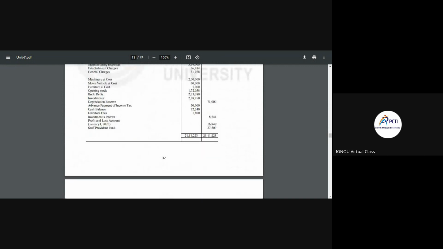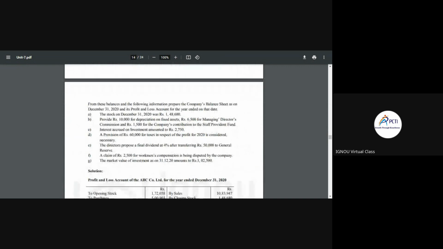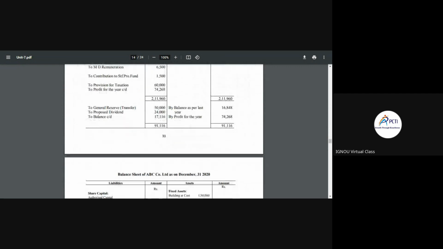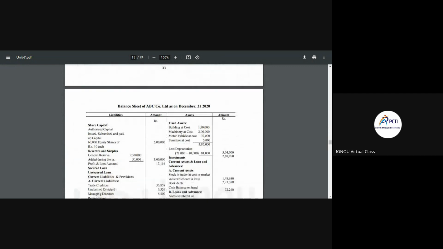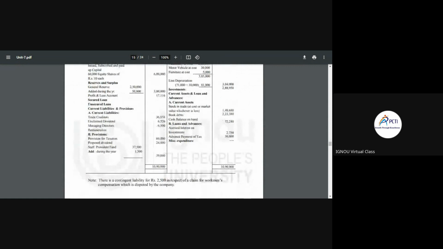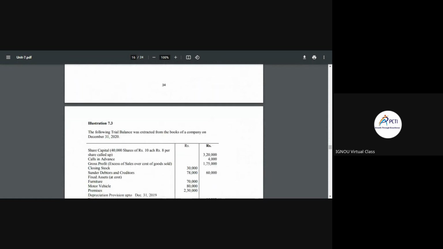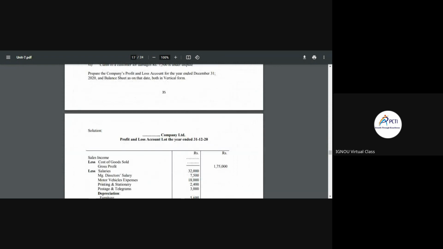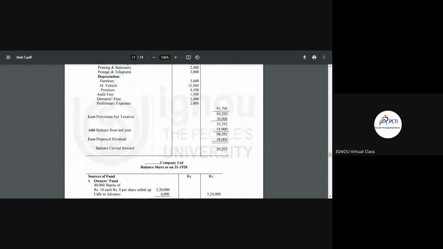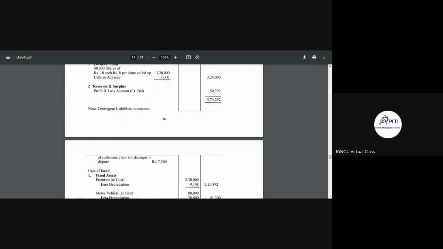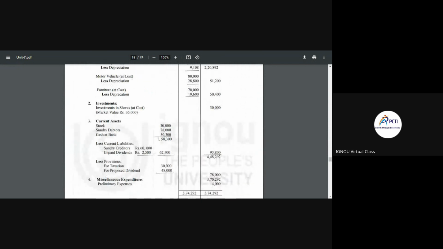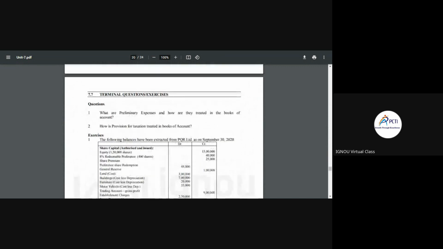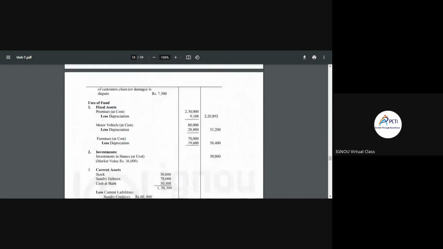In the same way, you have illustration 2. This you need to practice at home, and if you have any query, you can ask in the next lecture. These questions, which are given here, you need to practice at home. Same is 7.3. They give you this particular illustration from which you need to make the P&L account, that is the profit and loss account, and the balance sheet.